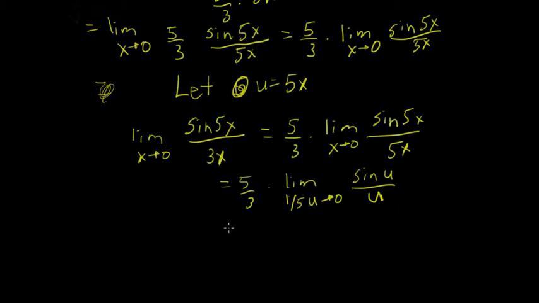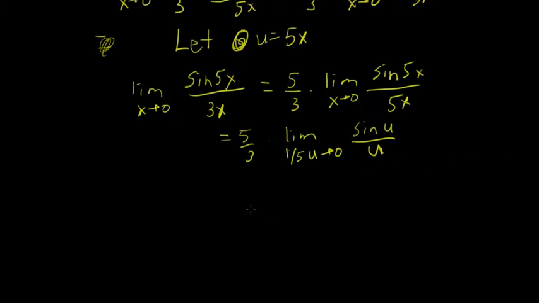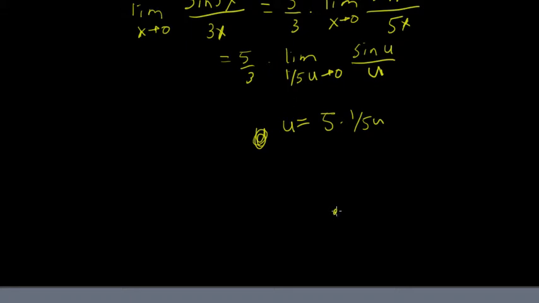Well, as 1/5 of something goes to 0, then 5 times that something is also going to go to 0. And the best way to show that is that u is equal to 5 times 1/5 u, right? So if we plotted 1/5 u on the x-axis, and u on the y-axis, we would get a line with a slope of 5. Because for every 1 unit of 1/5 u on the x-axis, we're going to be going up 5 units on the y-axis.